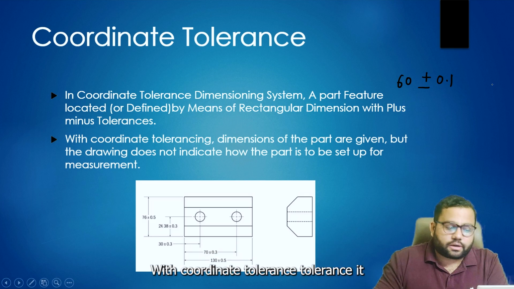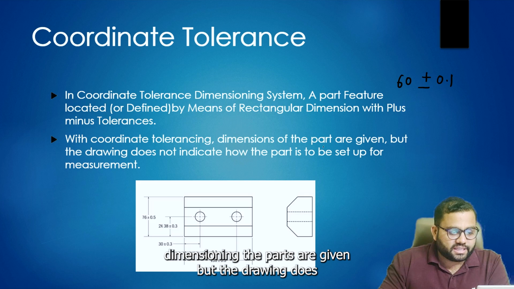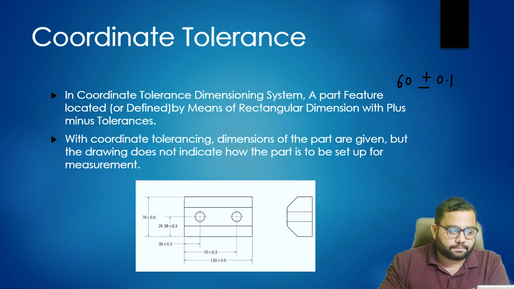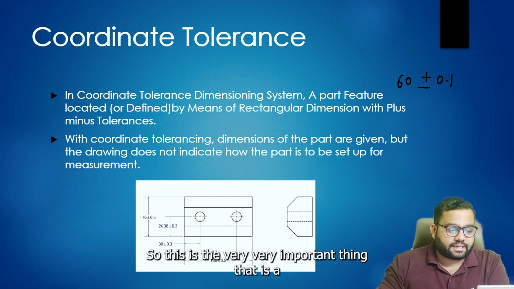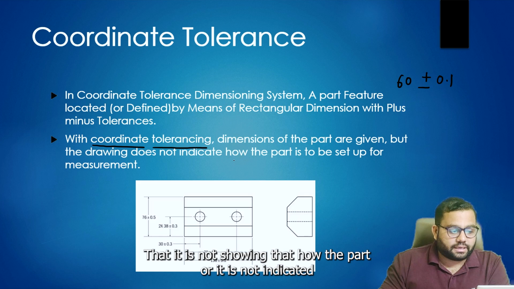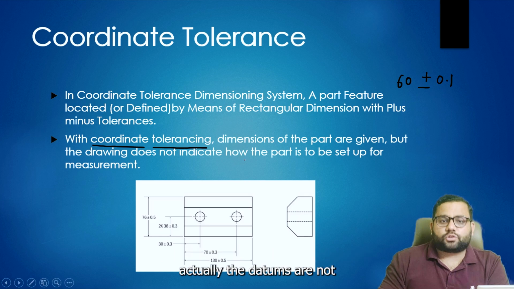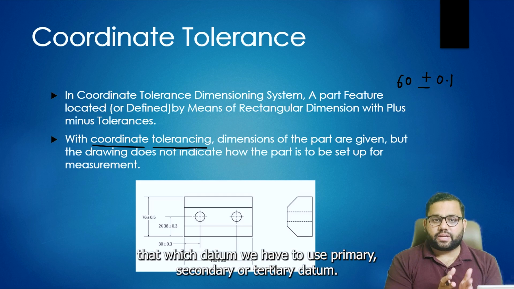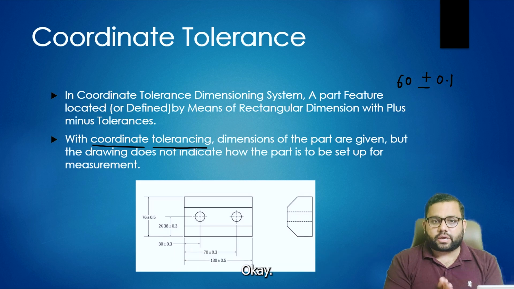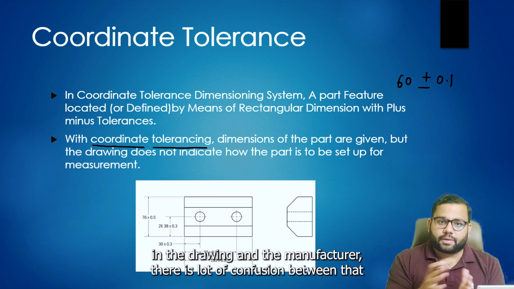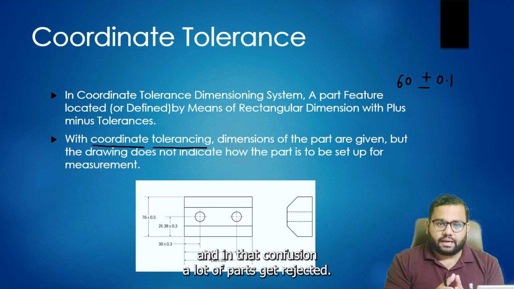With coordinate tolerancing, the dimensions of the part are given, but the drawing does not indicate how the part is to be set up for measurement. This is a very important drawback of coordinate tolerancing. The datums are not finalized, meaning which datum we have to use, primary, secondary or tertiary. These datums are not defined in the engineering drawing. That's why there is a lot of confusion between the designer and the manufacturer, and in that confusion a lot of parts get rejected.